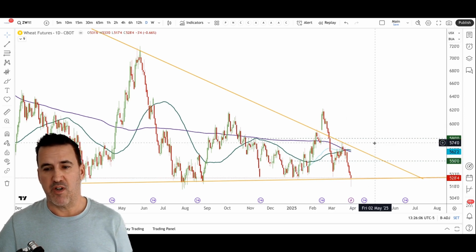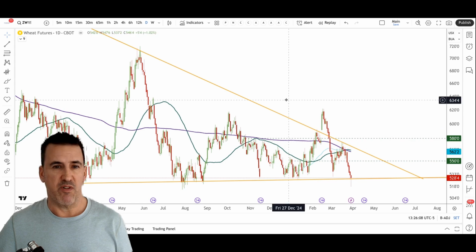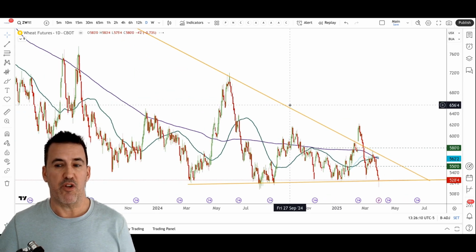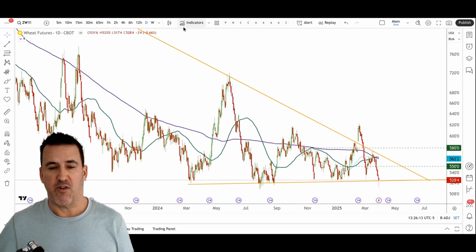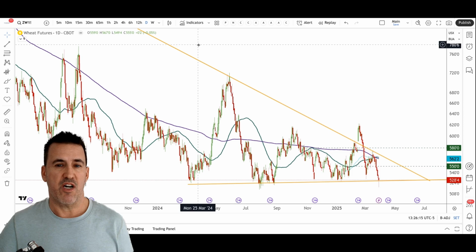We break above this upper trend line, make a new high above 575, and then I think we can be bullish at that point. But right now, we need to be extra, extra cautious and have a plan to protect our downside.